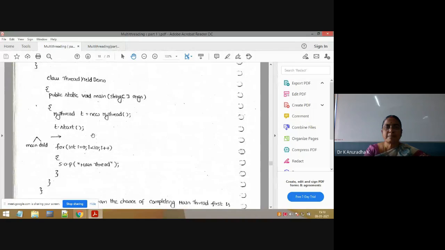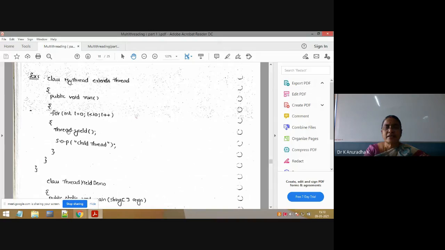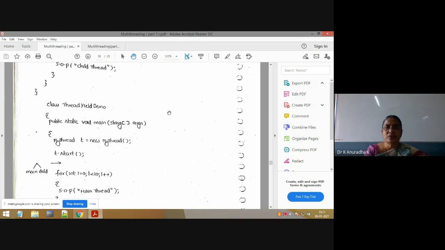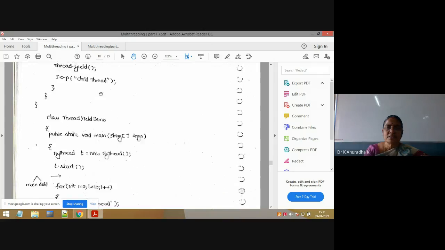Inside the child thread, I have written Thread.yield. This yield method causes the currently executing thread, that is the child thread, to give a chance to the remaining waiting threads of the same priority. So in the ready queue or the waiting queue, we have 2 threads. Assume like this: what are the 2 threads in this program? This is the child thread and this is the main thread.